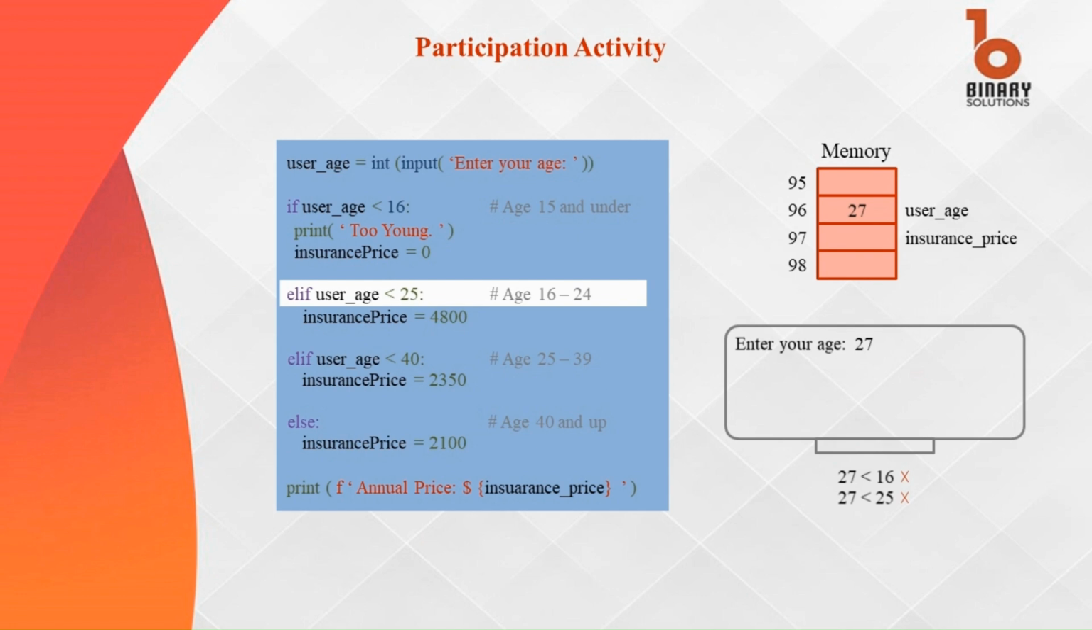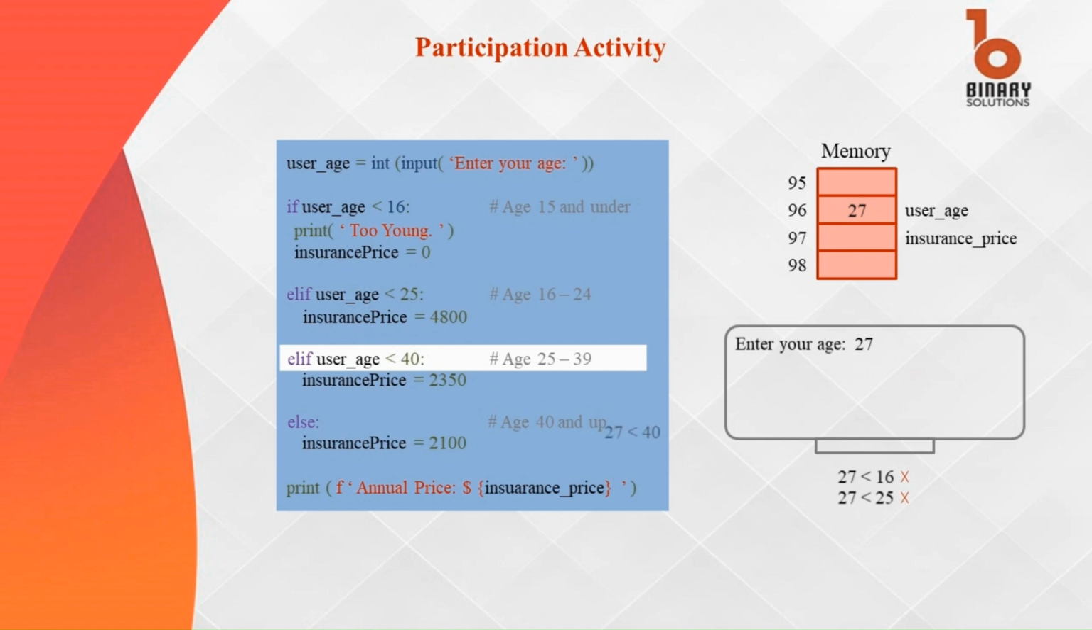In the third step, the program evaluates whether user age is less than 40, which is true since 27 falls within this range. Consequently, the elif statement executes and the variable insurance price is set to 2350 in memory.